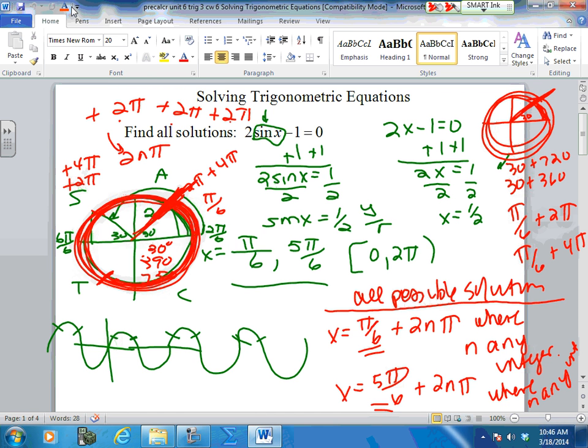Guys, visualize where your angle is. Visualize where your angle goes. Yes. Yeah.